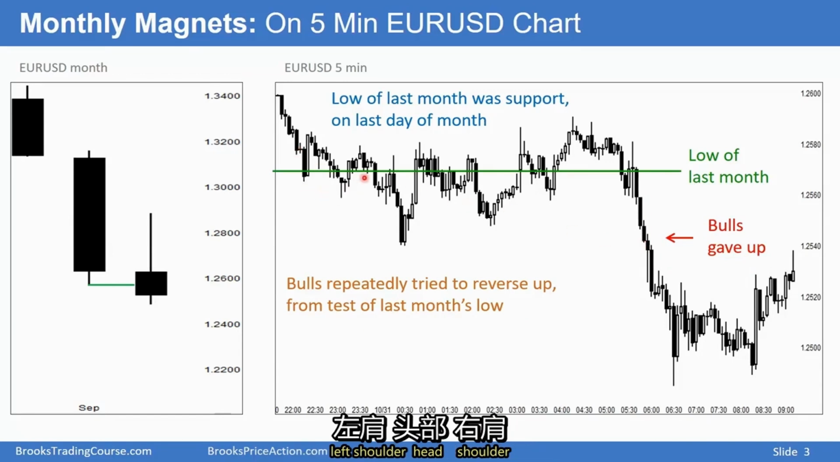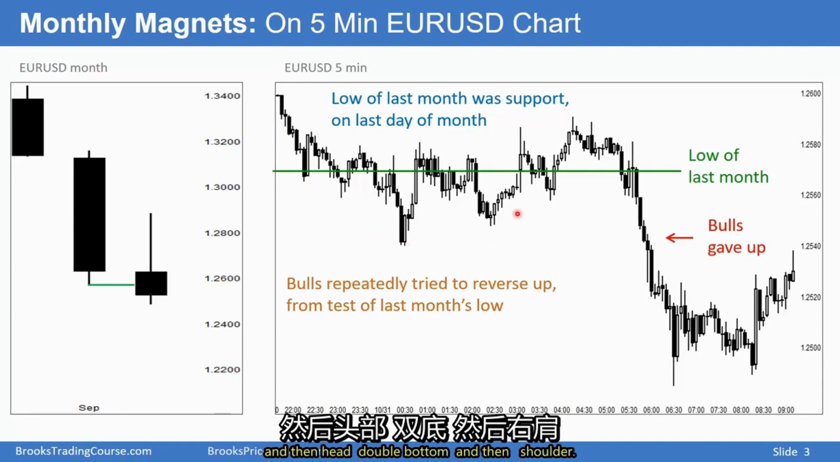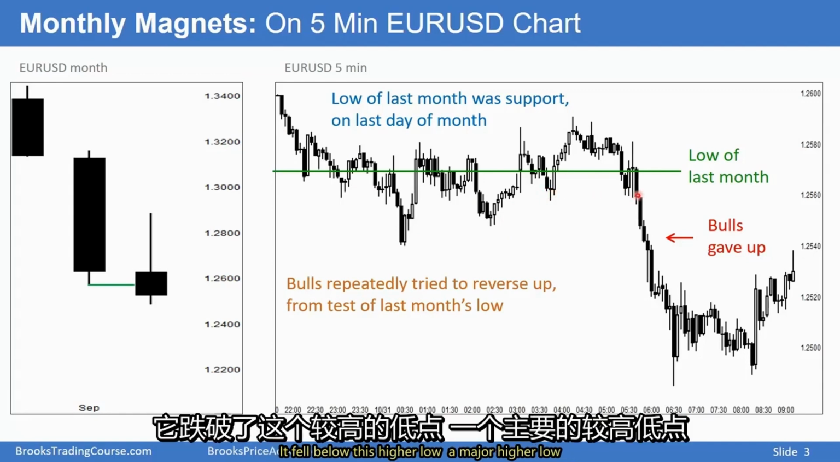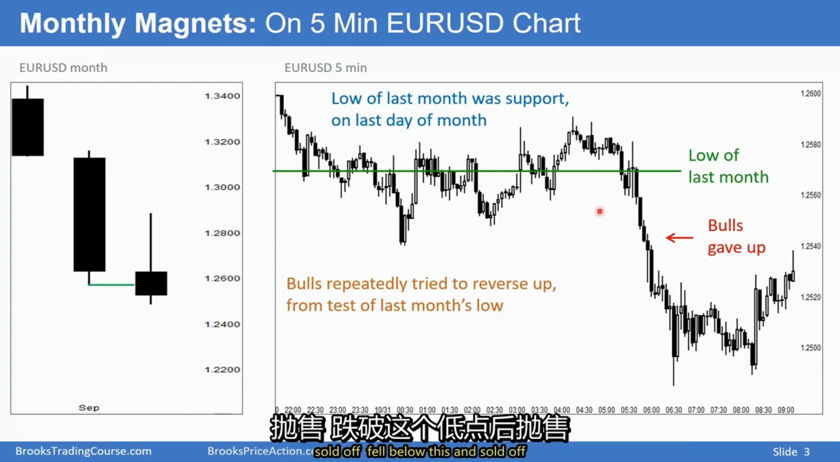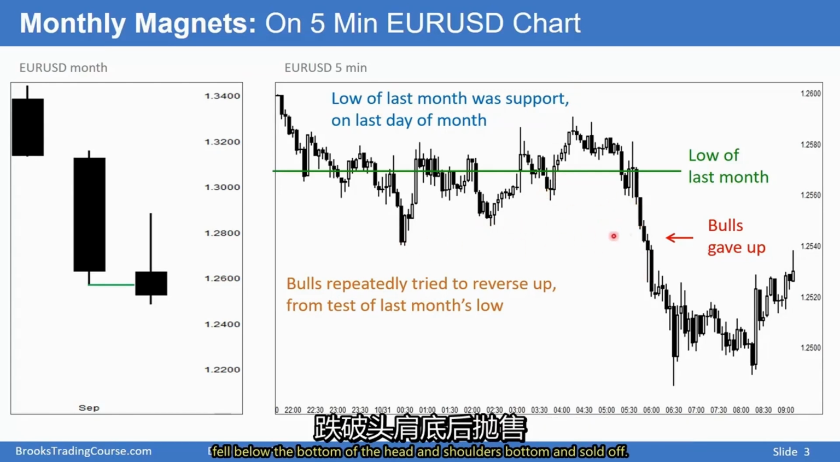Head and shoulders bottom: left shoulder, head, right shoulder, or left shoulder, and then head, double bottom, and then right shoulder. It fell below this higher low, a major higher low, sold off, fell below this and sold off, fell below the bottom of the head and shoulders bottom and sold off.